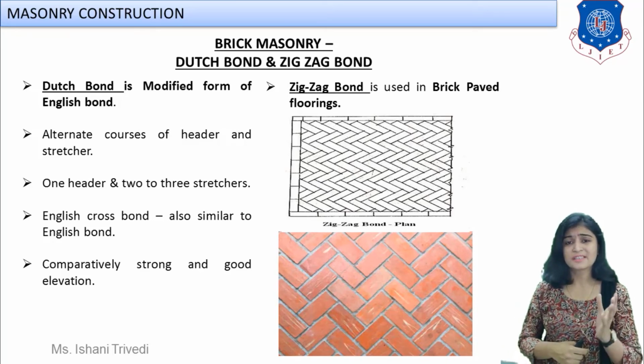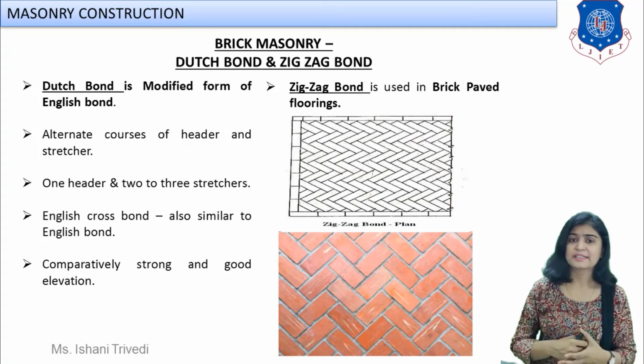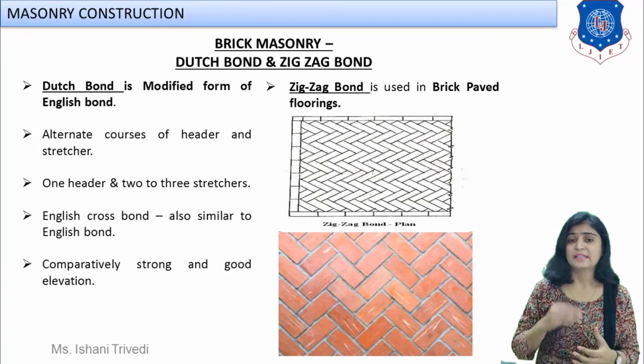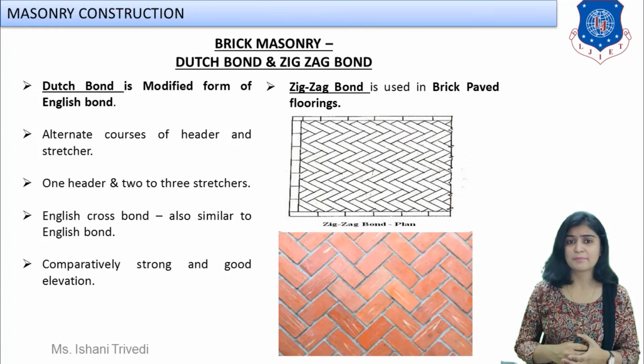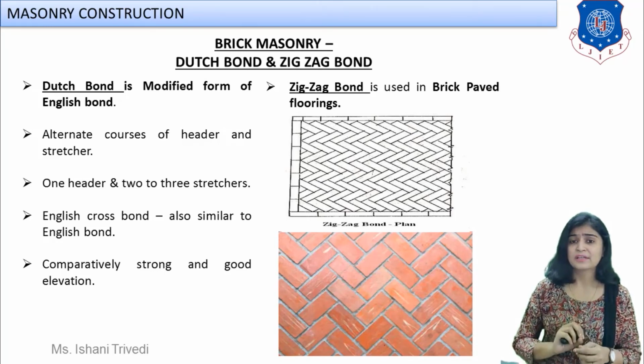Dutch bond generally doesn't have very much strength, we know about that. So that is an example of a Dutch bond. And the last we have is zigzag bond. I think the name itself says that the bricks are arranged in a zigzag pattern, right?